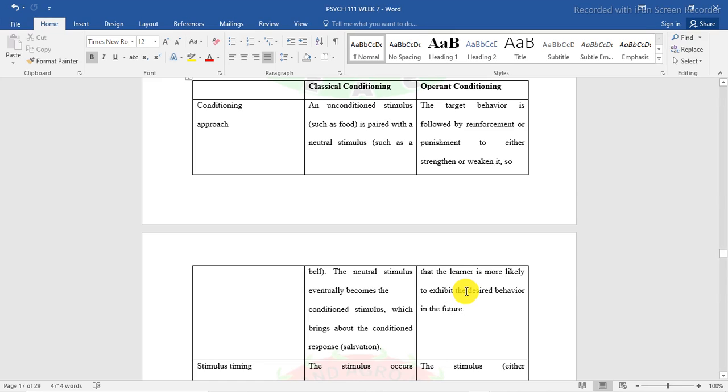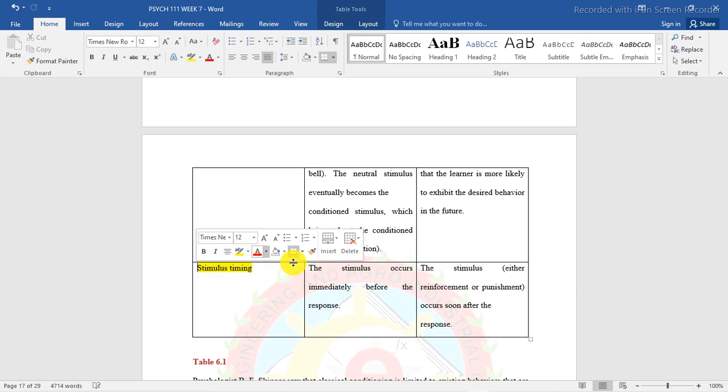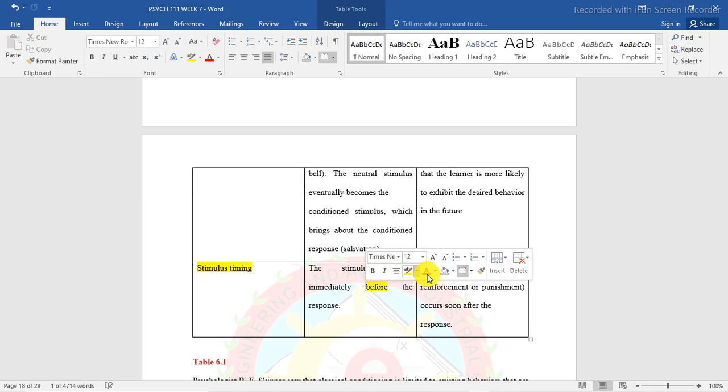How about stimulus timing? So, ano yung stimulus timing ng classical conditioning? So, the stimulus occurs immediately before the response. So, dapat talaga, yung stimulus talaga, before talaga, and immediately. Mabilisan talaga. How about in operant conditioning in terms of stimulus timing? Kasi kailangan timing talaga yung kailangan dito, no? The stimulus, either reinforcement or punishment, occurs soon after the response. Ito yung kaibahan. Okay, yung stimulus ng classical before, yung stimulus sa operant after pa.